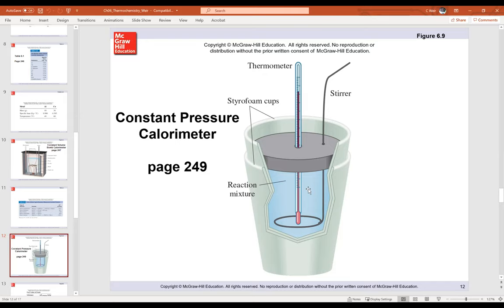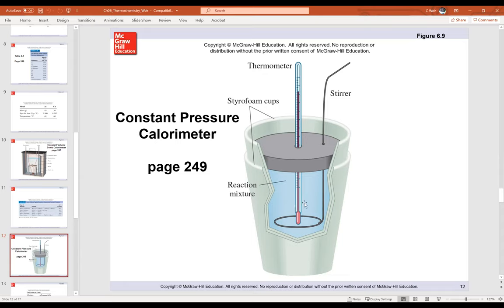For constant pressure calorimeters, at least the one that's shown in your diagram, we don't have to set something on fire. Instead, we can mix chemicals in the presence of water. Let me show you how this one's built. You have two styrofoam cups, one nested inside of the other, and in the cup you have a known amount of water. You add to the water, most commonly, a mixture of two chemicals, like an acid and a base. That becomes your reaction mixture.